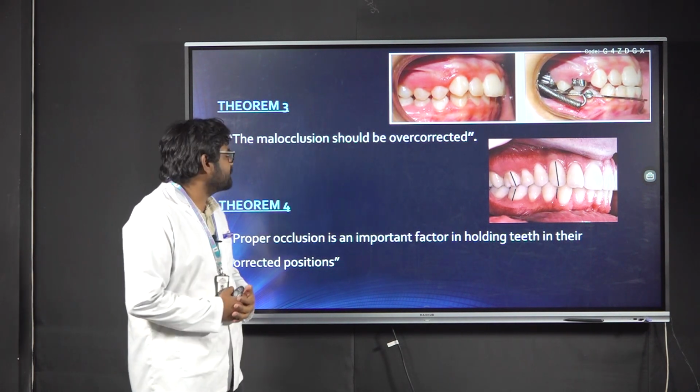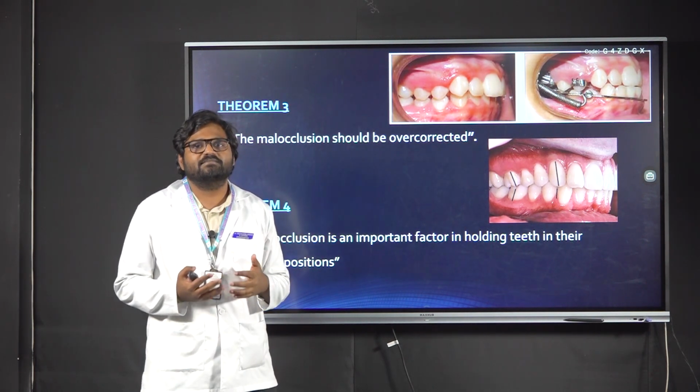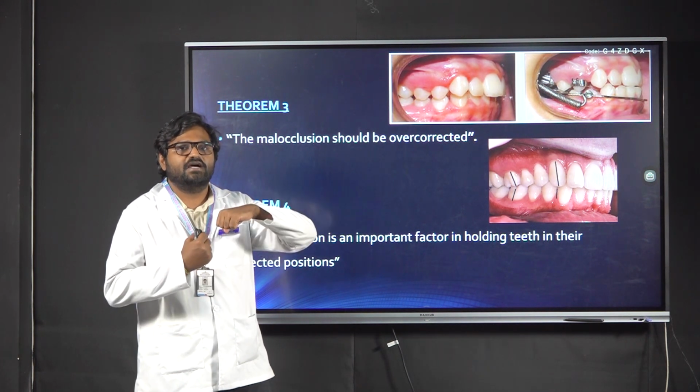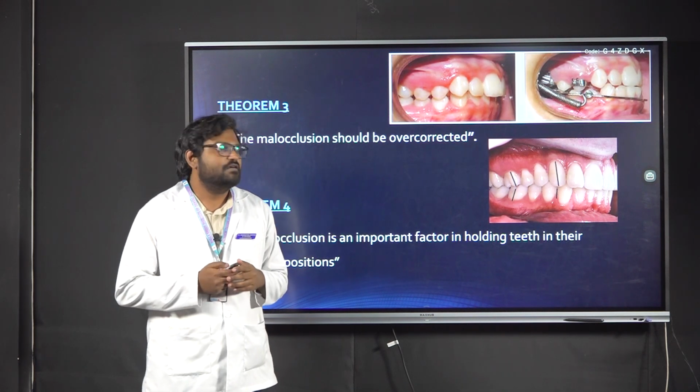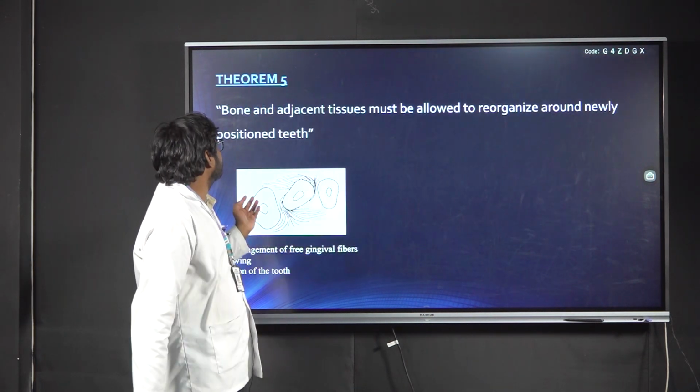So next, theorem 4 is proper occlusion is important, because you know that for stability and retention and all, your teeth have to be in proper intercuspation, interdigitation. There should be a good cusp to fossa relationship. And next is theorem 5.